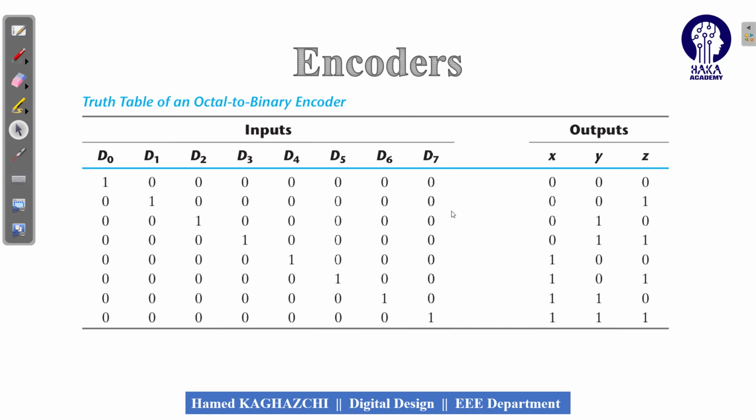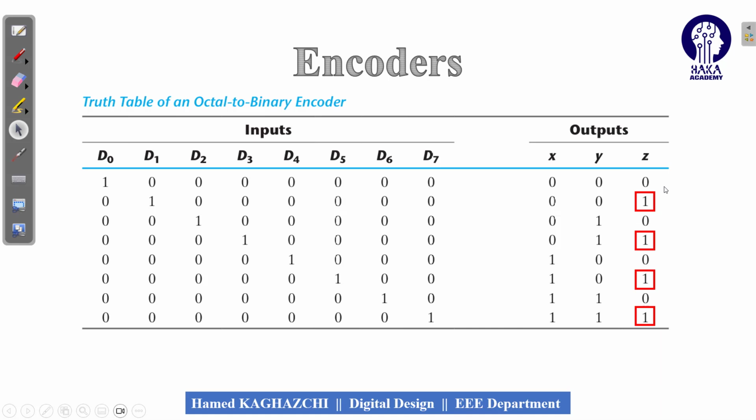Now we want to draw the actual circuit of the encoder. We want to draw the digital circuit inside of the encoder. It means that we have to find x, y, z. But how can we find them? Because we have 8 inputs, we cannot draw the Karnaugh map. So again, we have to find it with a heuristic method.